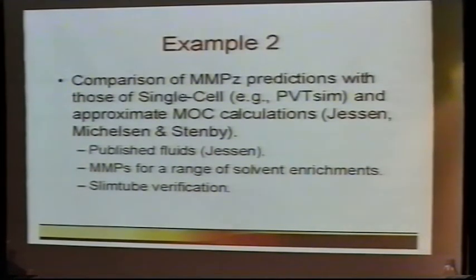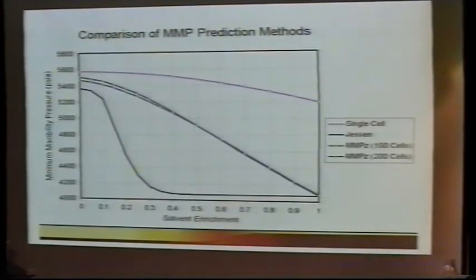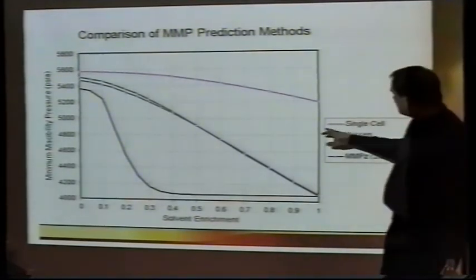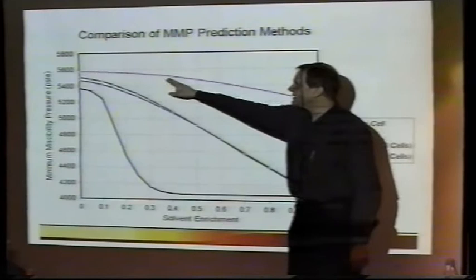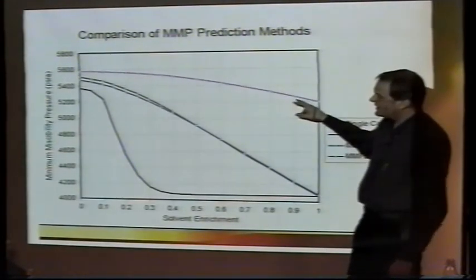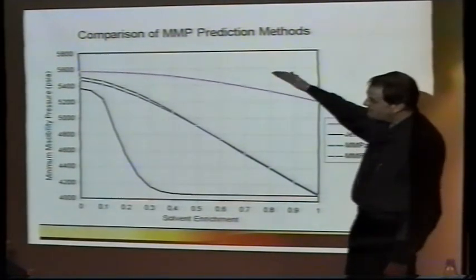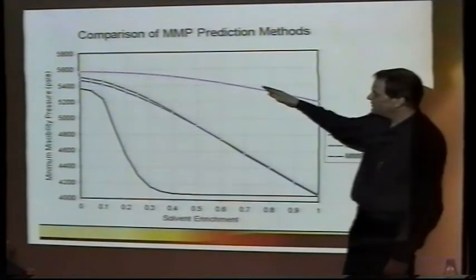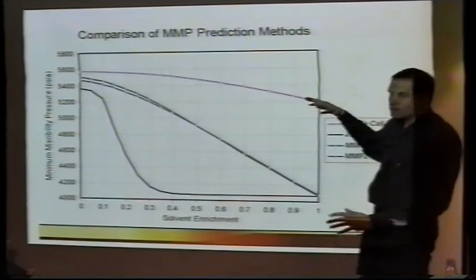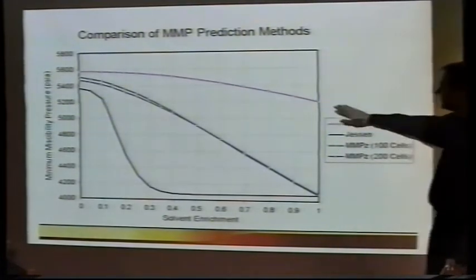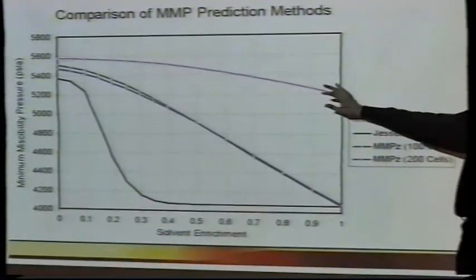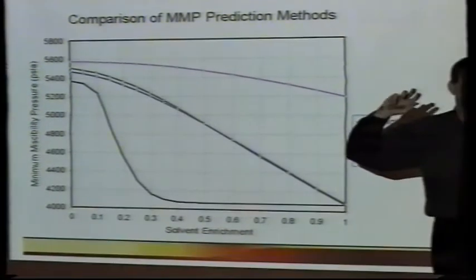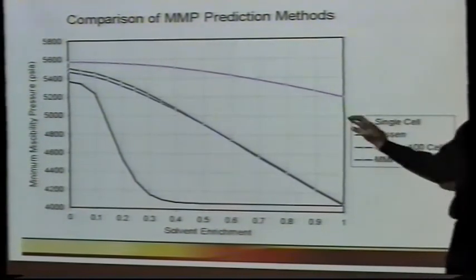All right? Now, here's what the single cell method predicts. It predicts a high minimum miscibility pressure regardless of solvent enrichment. It decreases a little bit, but not very much. It's very high. This would be how much pressure it would take to get a purely vaporizing gas drive miscible displacement.